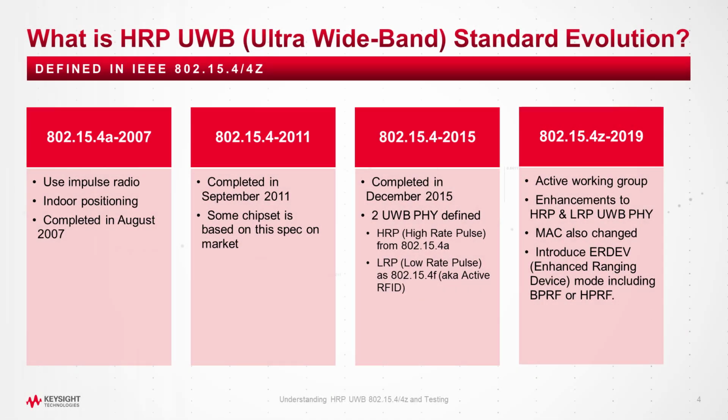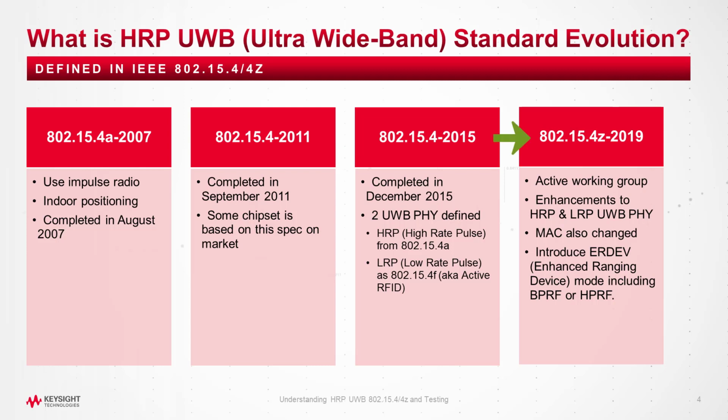Impulse radio-based UWB was first introduced in the IEEE 802.15.4a standard in 2007 for indoor positioning purposes. Later, it evolved to the 802.15.4 standard in 2011. Then it was modified in 2015, including two different physical layers. One is HRP, high rate pulse repetition frequency, also called HRP UWB, and another is low rate pulse, coming from 802.15.4f, also known as RFID.